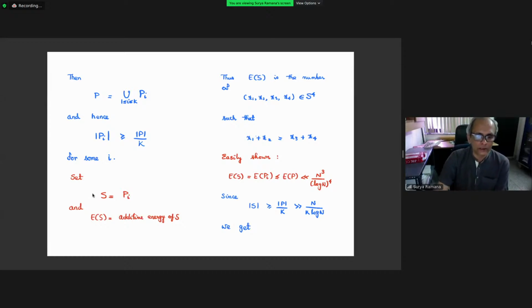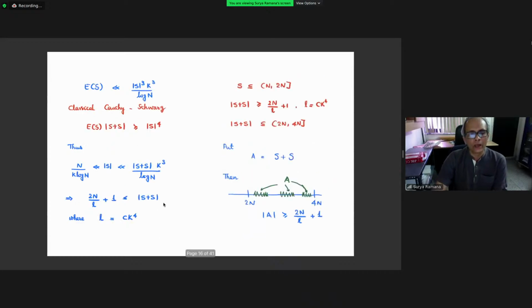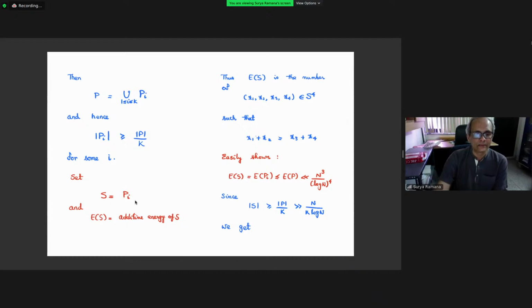So let us denote this particular index. There may be more than one. So just choose one which has more than 1 by k of the primes in the interval, and let us call it S. And let us denote by E(S) the additive energy of S. Now, the additive energy of S is a fundamental notion in additive combinatorics. It's one of the most basic tools in additive problems. You use this additive energy to get lower bounds on representations of integers as sums of elements of particular sets.